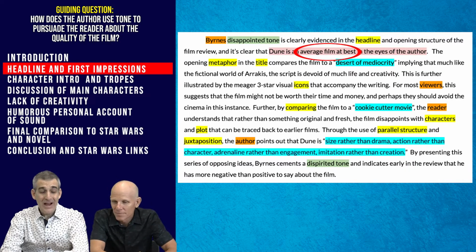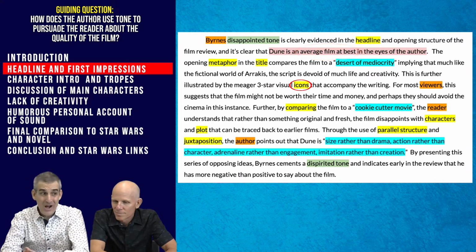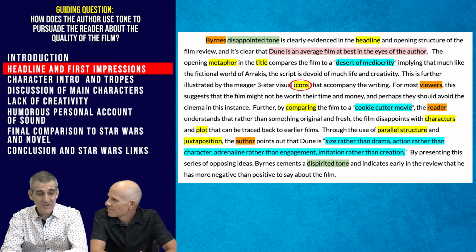Yeah, Giles, I think it's really cool how they picked out those icons, the visual, the stars. I mean, film reviews, you want to know how many stars did it get. It makes sense for this text type to talk about those icons and talking about that in respect to tone.